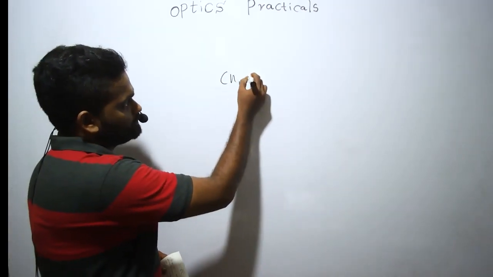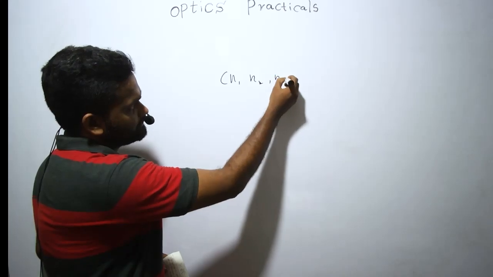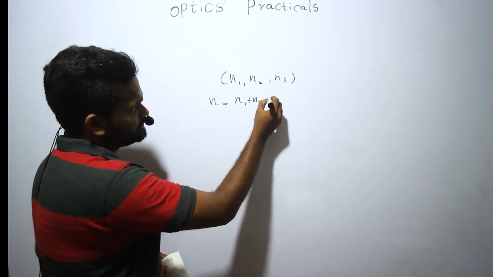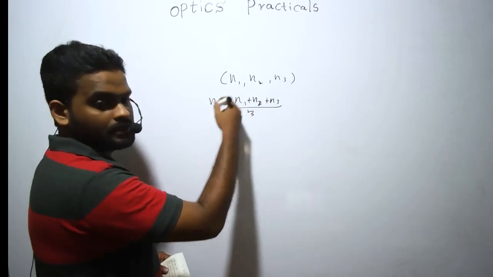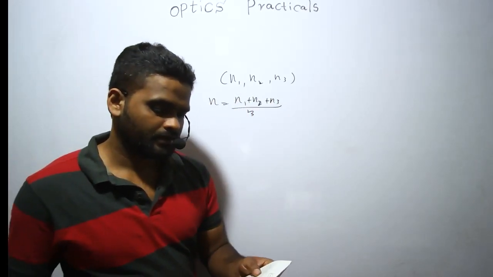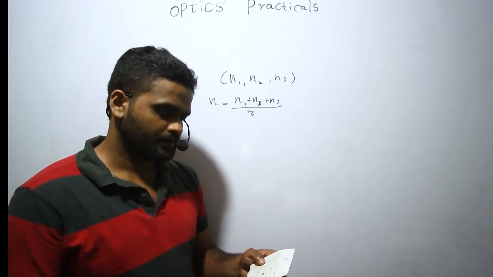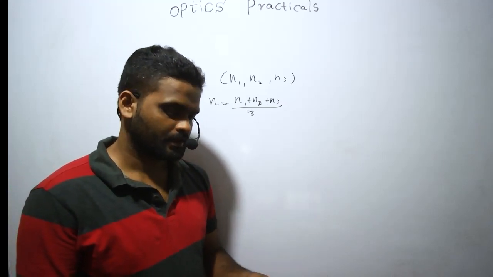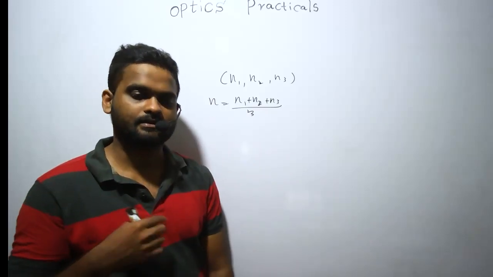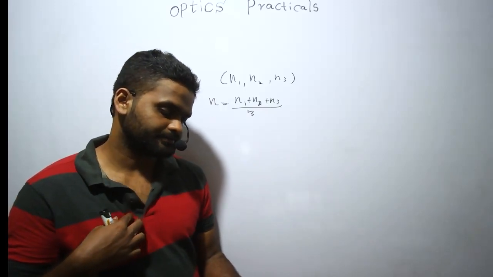So if those values are N1, N2 and N3, the average is this one. You can take this down. So this is a more accurate value for refractive index. Below that, this decreases the random error.